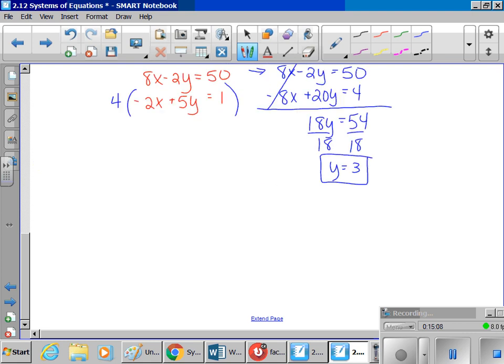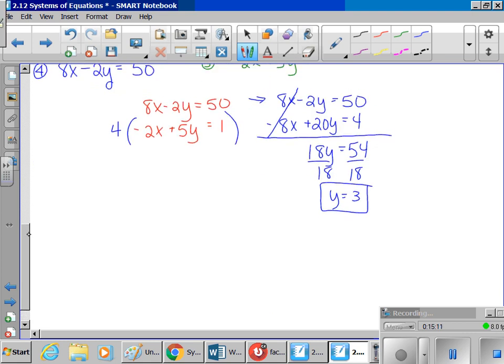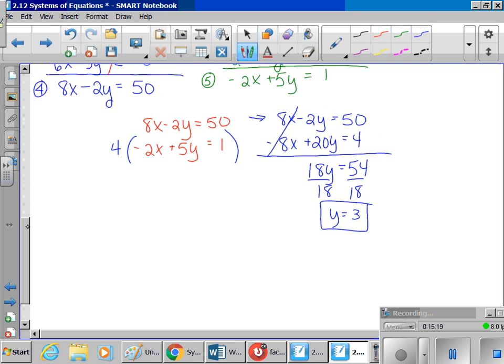All right, so what we're going to do now is we have one of our variables. We definitely need to find one of the other variables. So we're going to go back up to our first equations 4 and 5. We're not going all the way up to the top yet to 1, 2, and 3, because I only have y is equal to 3. So I have to use one of these, and it doesn't matter which one you use. So 8x minus 2y is equal to 50, and 8x minus 2 times 3 is equal to 50.